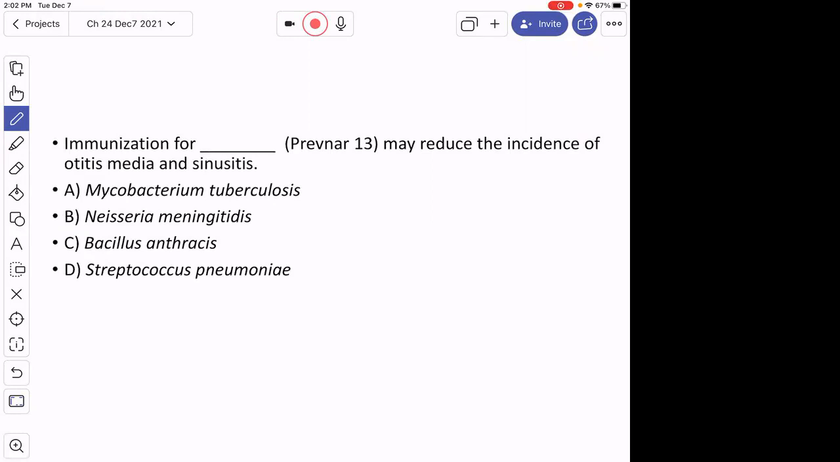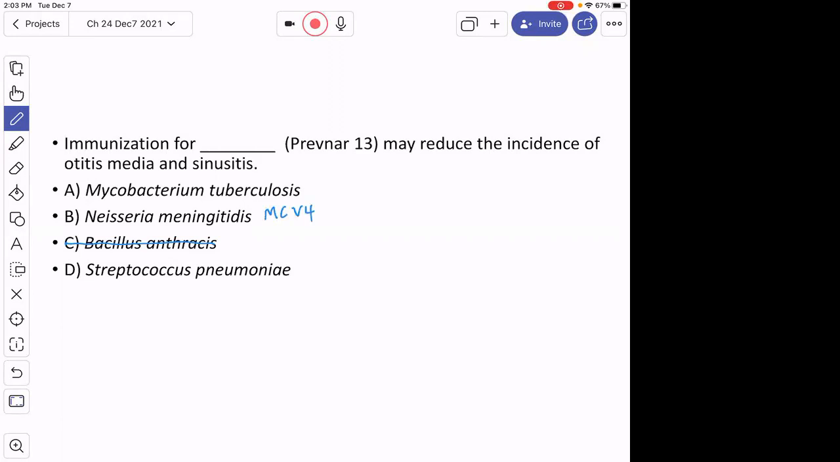All right, immunization for what may reduce the incidence of otitis media and sinusitis? All right, so I gave you a little hint. The vaccine is called Prevnar 13. Okay, I don't think we talked about the name of the Bacillus vaccine or the Anthrax vaccine. We just mentioned that there was one. The Neisseria meningitidis is called meningococcal quadrivalent. That was the vaccine for that one.